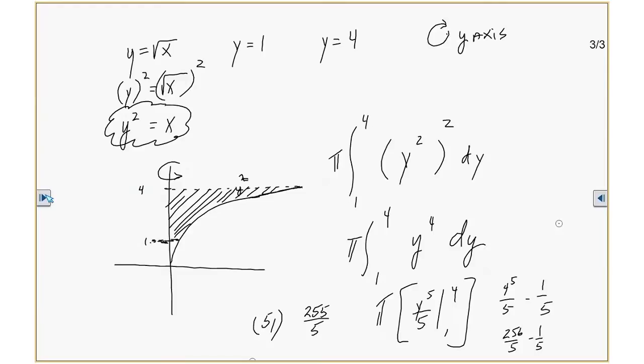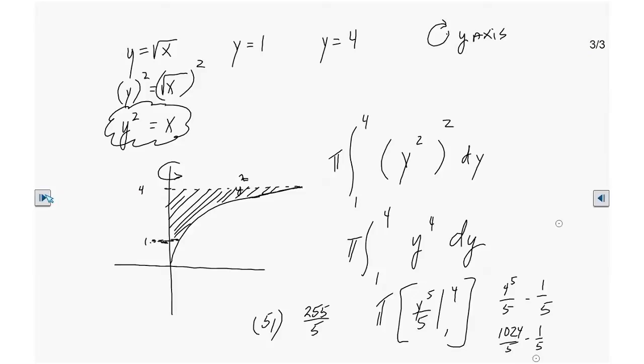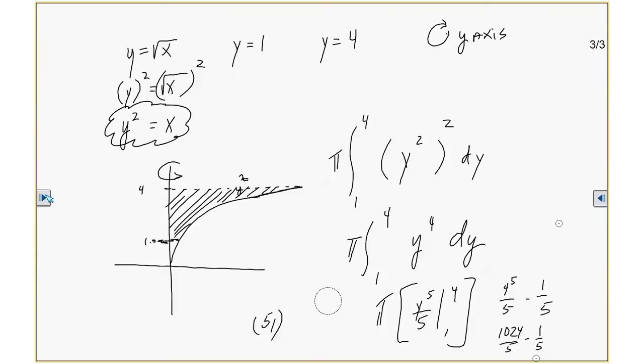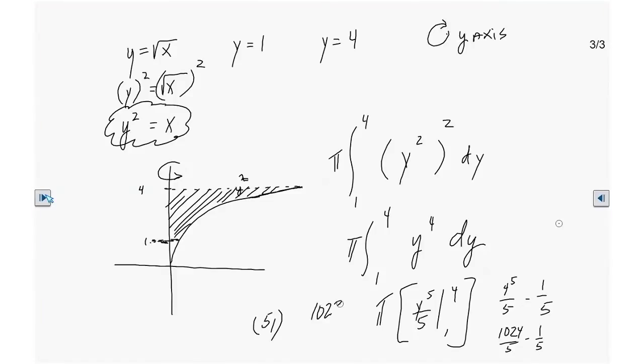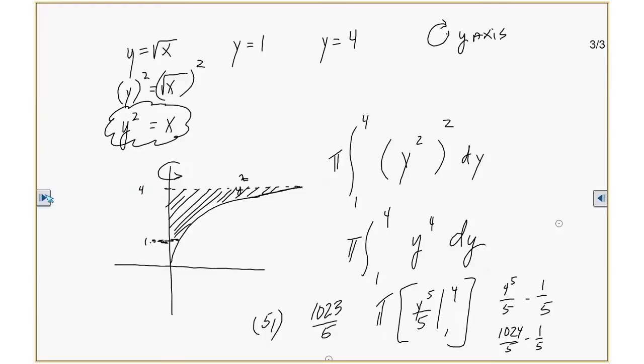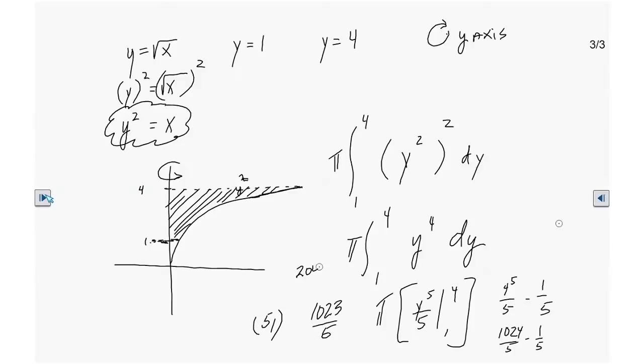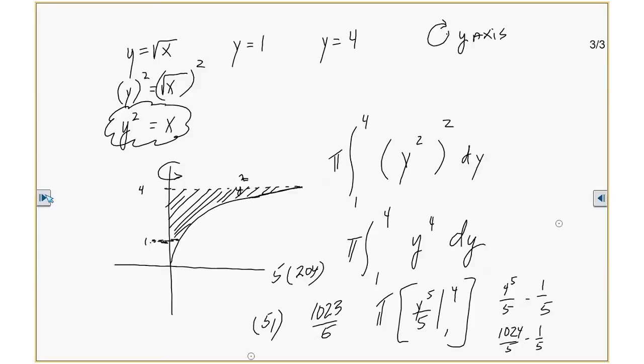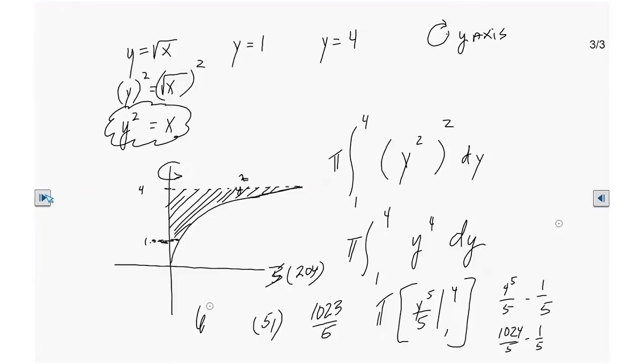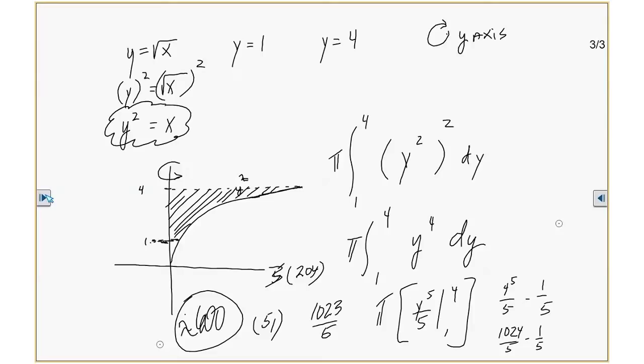Okay, so what is it? 4 to the 5th is 1,024, and 1,024 minus 1 is 1,023. 1,023 divided by 5 is about 204. 204 times 3 is around 600. So 600 cubic units are in that funnel shape.